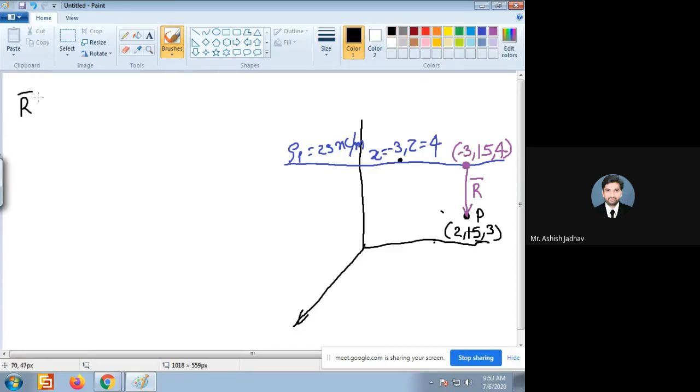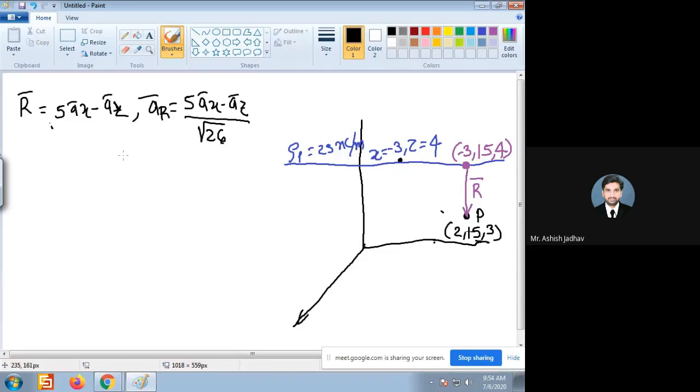So R bar is equal to, if you do the subtraction, 5 a bar x minus a bar z. Right? Then the unit vector you can calculate: a bar r is equal to 5 a bar x minus a bar z divided by under root 26, right? So this is the unit vector.